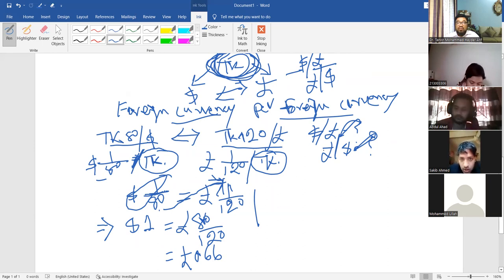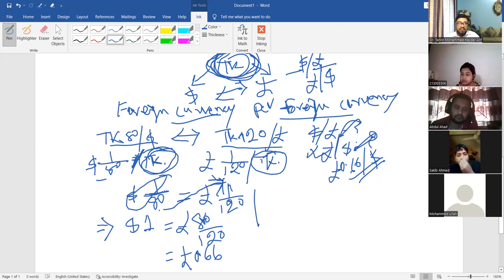Now you can easily write the answer: 0.66 pound per dollar. It means if you want to get 1 unit of dollar, you need 0.66 pound. And you see that we have determined this cross exchange rate using a third currency, that is our home currency or base currency, taka. So we have taken the support of taka to calculate the exchange rate between two foreign currencies.